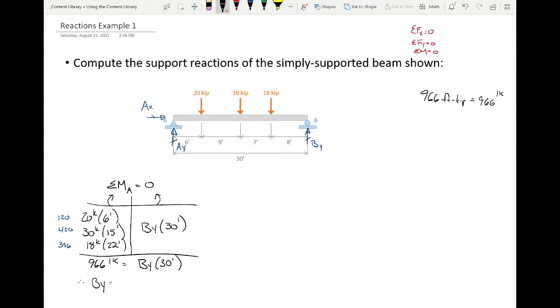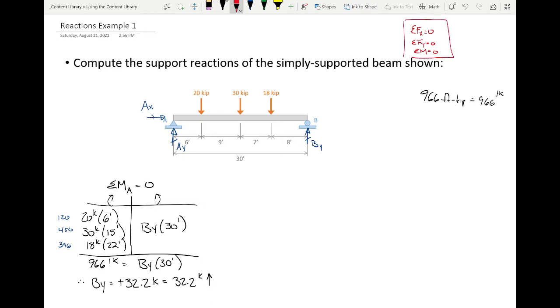So if I solve this, I get By is positive 32.2 kips. And that means, because I got a positive number, that I assumed the correct direction. I assumed that that was acting upward. That was correct. So my reaction is 32.2 kips acting upward. So far, so good?